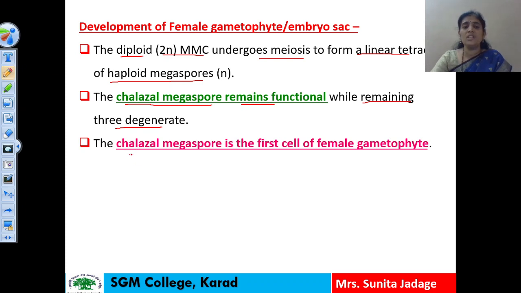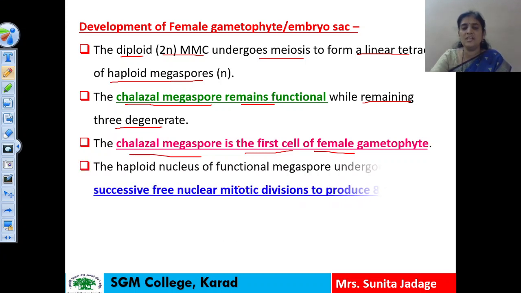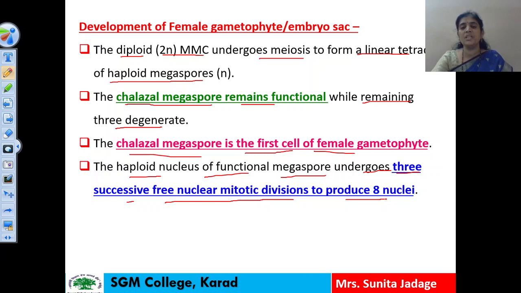So here the chalazal megaspore is the first cell of the female gametophyte. In the chalazal megaspore, the further developmental stages are seen: the haploid nucleus of the functional megaspore undergoes 3 successive free nuclear mitotic divisions to produce 8 nuclei. So you see here this functional chalazal megaspore showing 3 mitotic divisions, first the free nuclear mitotic divisions we can see, and afterwards cell formation takes place.